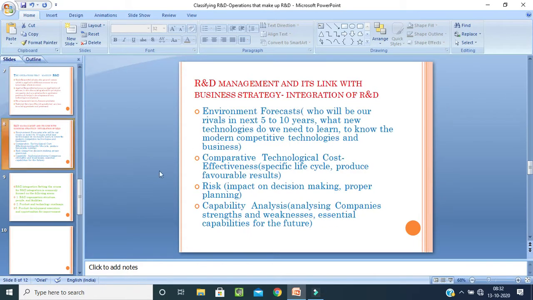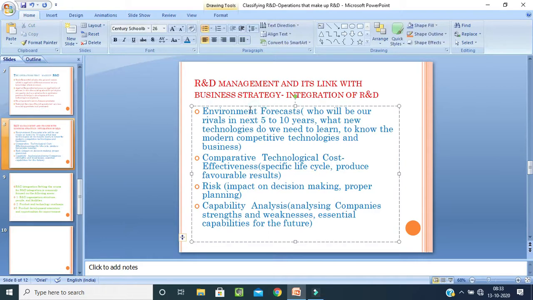We will look at how R&D management links with business strategy, that is, the integration of R&D. There are four important planning processes. The first is environmental forecast. The second is comparative technological cost effectiveness. The third is risk. The fourth is capability analysis.